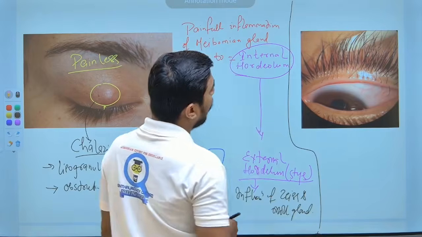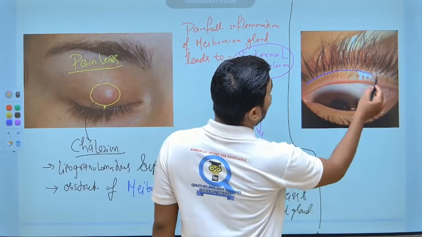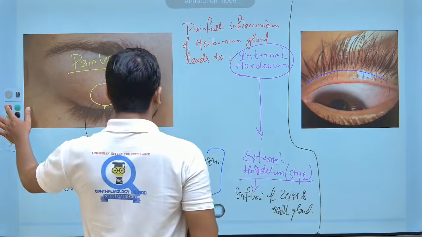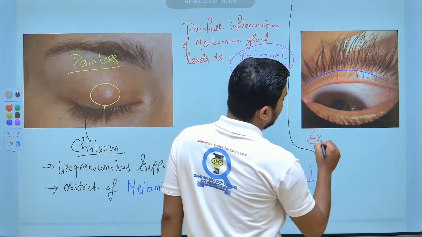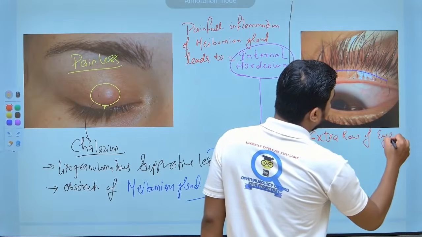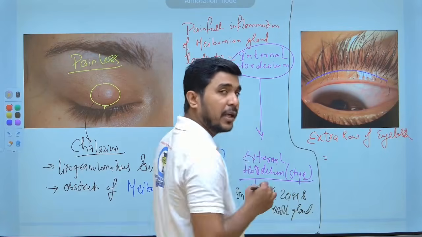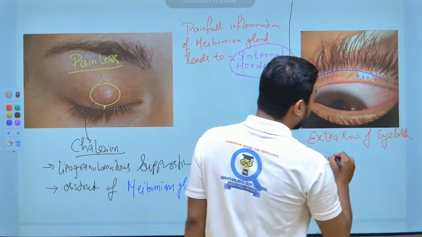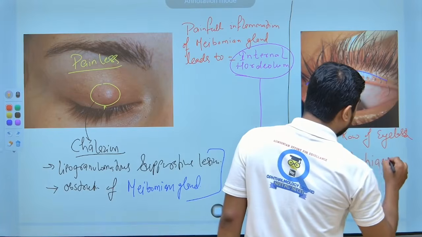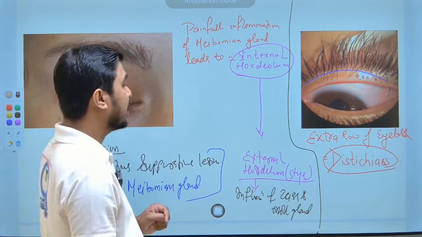Coming to this point, what you see here, if you see carefully, this is one row of eyelashes, this is the other row of eyelashes going on. So an extra row of eyelash is called, tell me, dystichiasis. So many times it has been asked in the examination. So this is very important. Got my point? अब हम आगे चलते हैं.